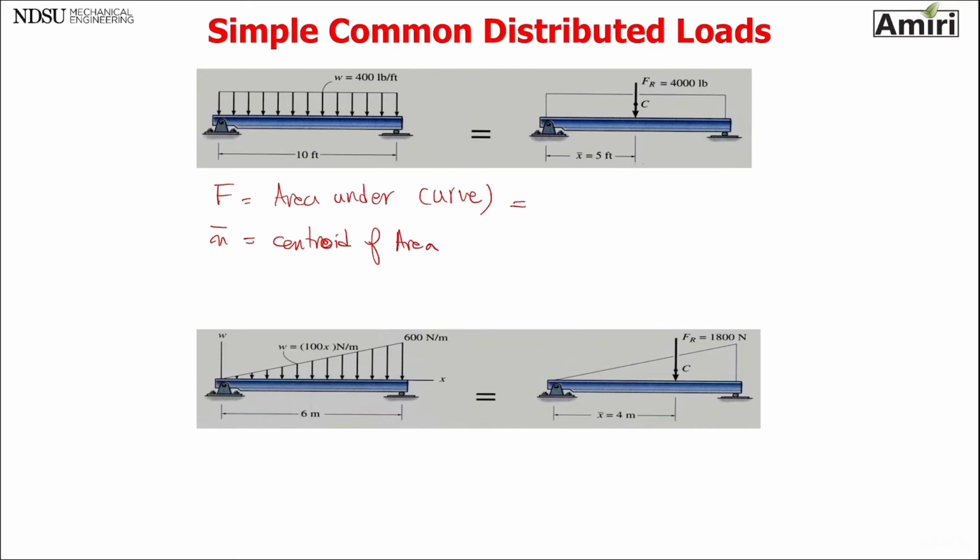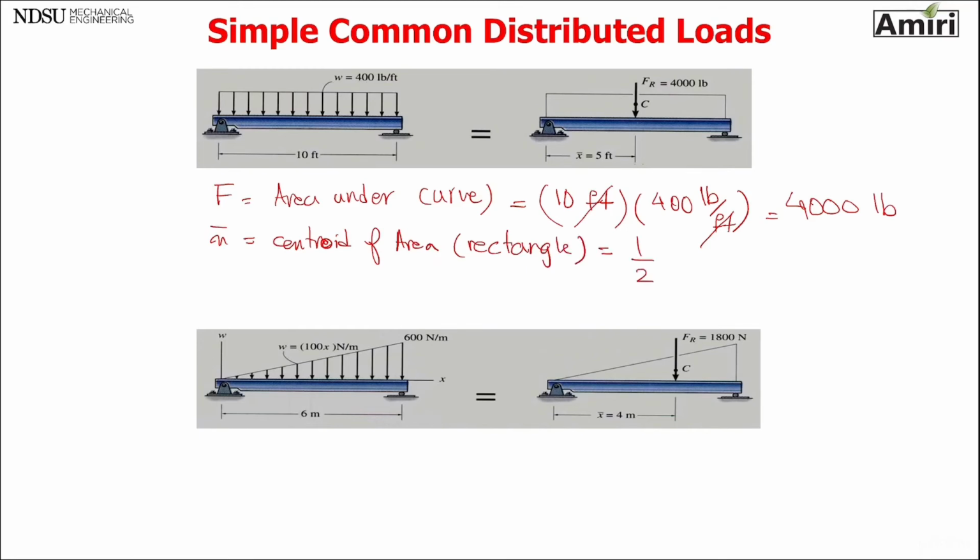This area, the length is 10 feet. The width is W, which is 400 pound per foot. These two get canceled. So FR is 400 pounds, as you can see it. Centroid of an area, centroid of a rectangle is in the middle of it. So half of 10 feet is going to be located at 5 feet from point A. From A. And as you can see, we get rid of the distributed load, replace it by one FR located halfway. Second one is a triangle.